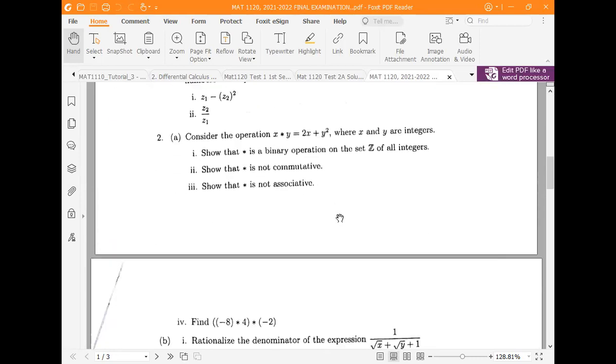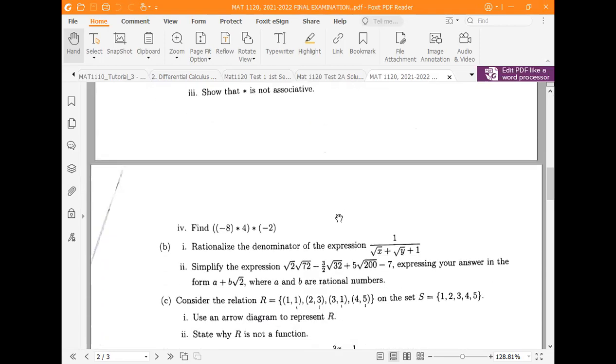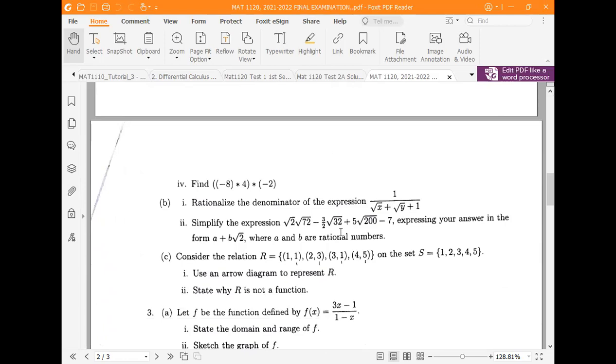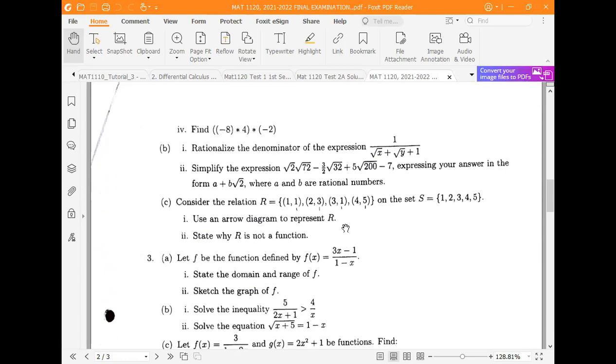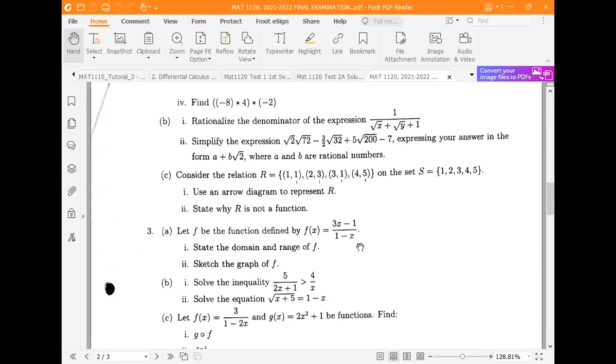Question 2, no domain, no domain, no range. Okay. Question 3, it's here. Let f be the function defined by f of x is equal to 3x minus 1 over 1 minus x. State the domain and the range. Okay? State the domain and the range.